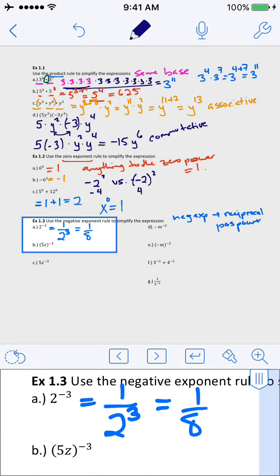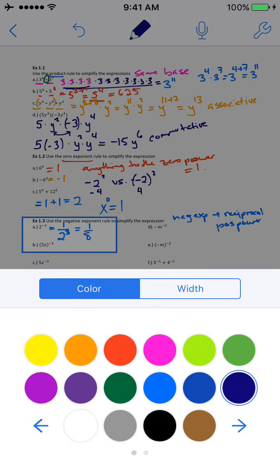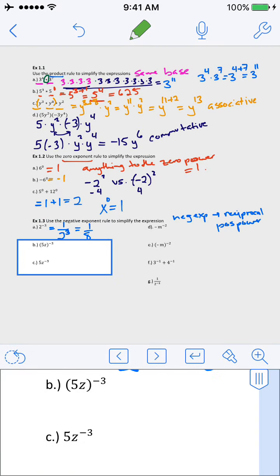All right, let's try another one. Let's head down to, let's use green, B here. We actually take a look at B and C together. We have again this parentheses issue going on here. So these are very, very similar. The only thing different is that parentheses, right? And that's going to change our answer to this problem. What does the parentheses around the first one in B say? What is it trying to tell you? Right, it's trying to tell you that the 5 is also being raised to the negative 3 power.